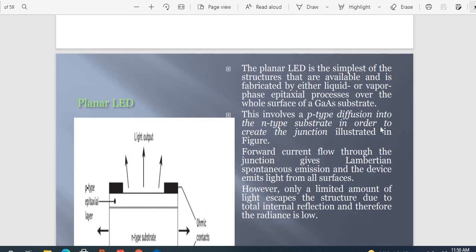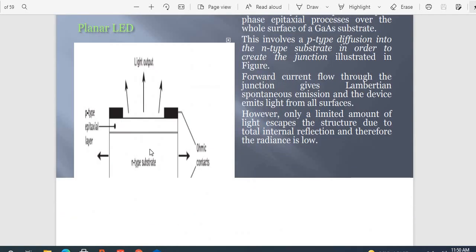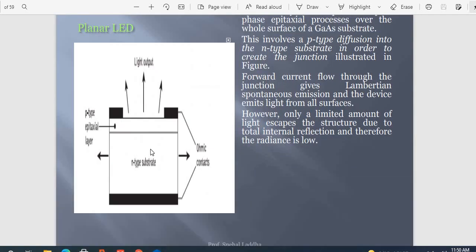So the planar LED is the simplest structure available and is fabricated by either liquid or vapor phase epitaxial processes. Over the whole surface of the gallium arsenide substrate, it involves p-type diffusion. As you can see in the diagram, there is a p-type diffusion into the n-type substrate. This is our substrate, right? From there, we put in p-type diffusion into the n-type substrate in order to create the junction illustrated in the figure.